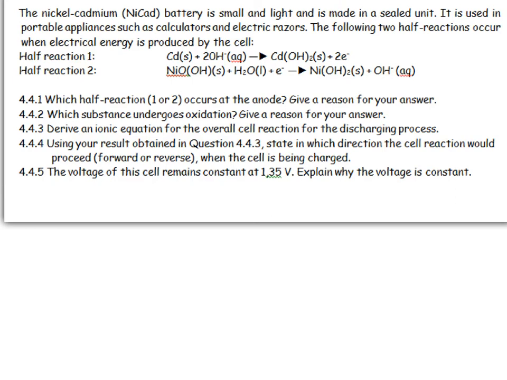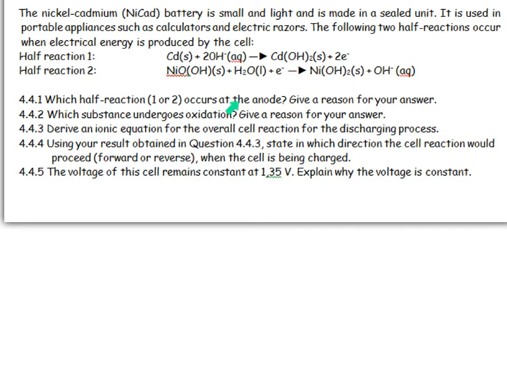The nickel-cadmium battery is a small, light battery and is made in a sealed unit. It is used in portable appliances such as calculators and electric razors. The following two half reactions occur, and they give you the half reactions and write them in the right order nicely for you. So you can quite clearly see where your oxidation is and where your reduction is.